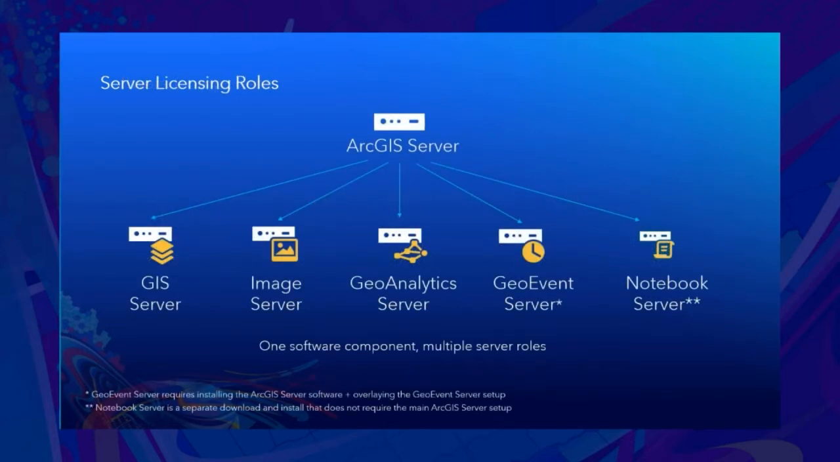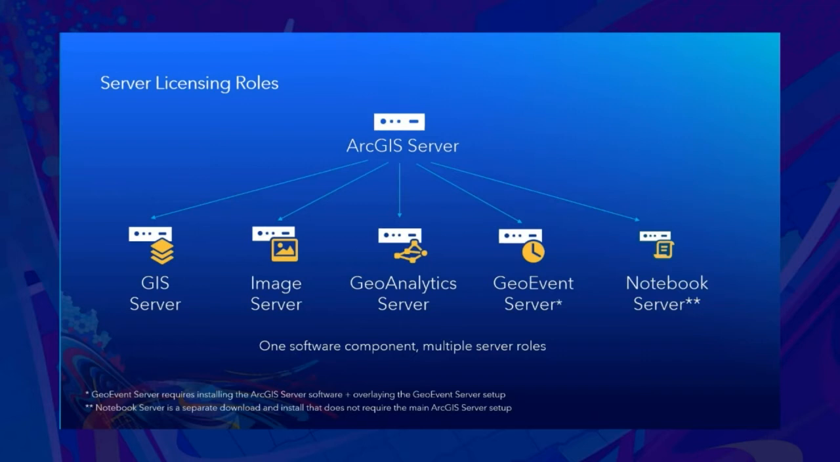So, server licensing roles. ArcGIS Server actually comes in a number of different roles. There is the GIS Server, which is focused on that traditional GIS role of the server, publishing out things like map services, feature services, geocoding services, and other things that have been around for a long time. Then you have the Image Server, which is focused on imagery and publishing out dynamic image services that live in our mosaic datasets and things of that nature.